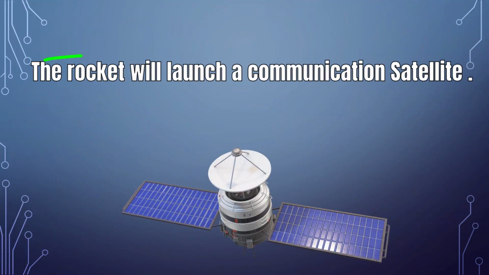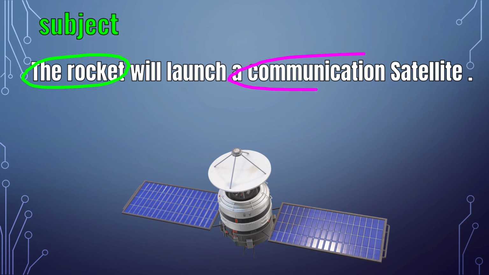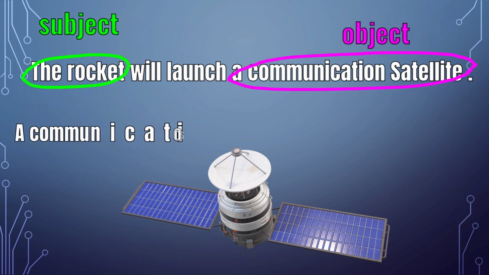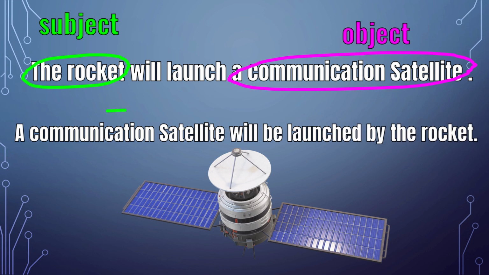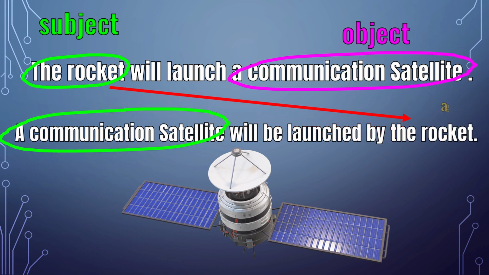Active voice. The rocket will launch a communication satellite. We turn it into passive, and the word rocket develops into an agent. We also add by to mention an agent. A communication satellite will be launched by the rocket.